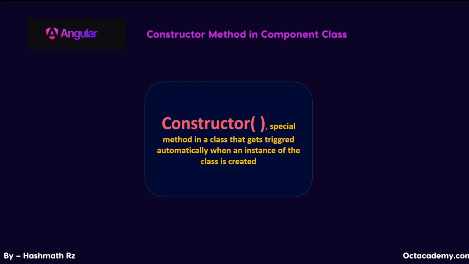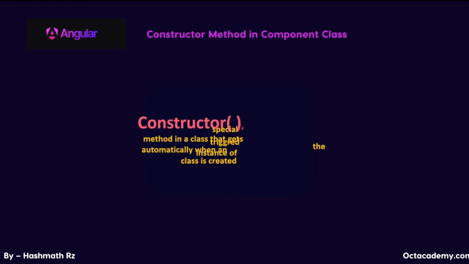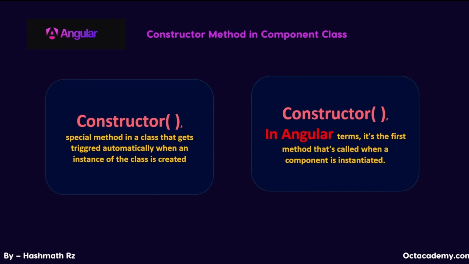So let's dive in. The first question is, what is a constructor? Well, a constructor is a special method in a class that gets triggered automatically when an instance of the class is created. In Angular terms, it's the first method that's called when a component is initiated. Think of it like the birth of a component. Just like when a baby is born, there are certain things that happen immediately inside the baby's body, right? That's what the constructor is for in the life of a component.